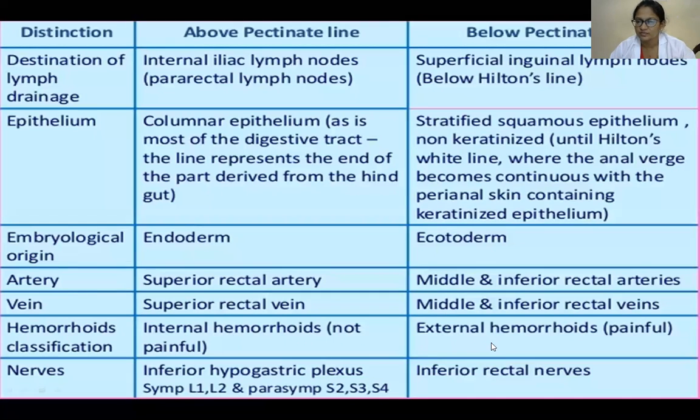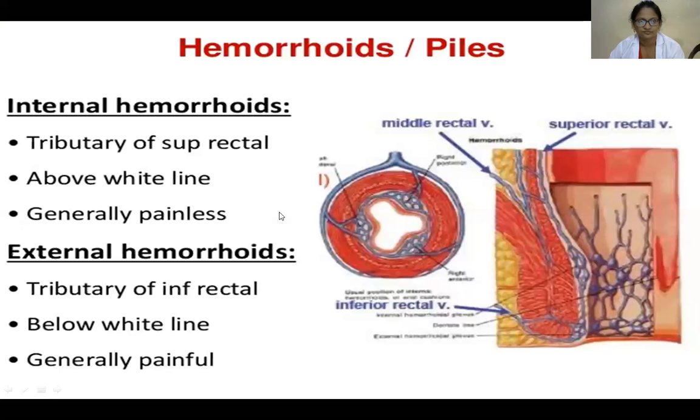Below the pectinate line, you are going to see the external hemorrhoids. External hemorrhoids are very painful here. Next, nerve supply. The nerve supply here is the inferior hypogastric nerve plexus. Sympathetic supply is from L1 and L2, whereas parasympathetic supply is from S2, S3, S4. Below the pectinate line, it is supplied by the inferior rectal nerves. These are the important features of the anal canal.